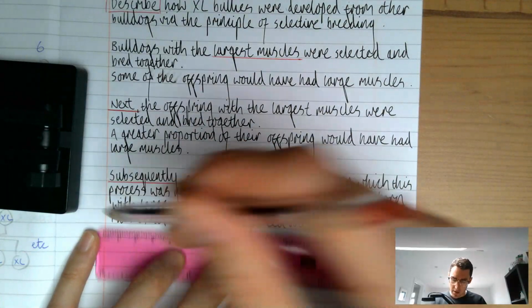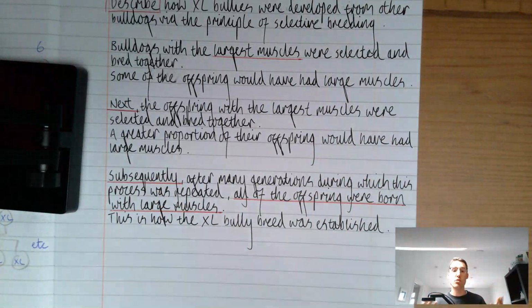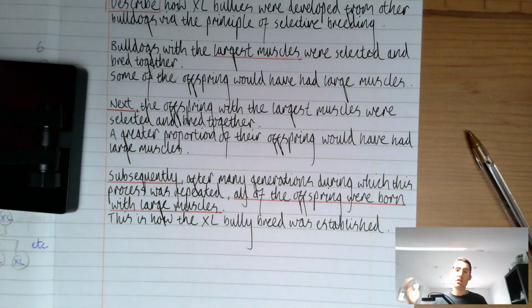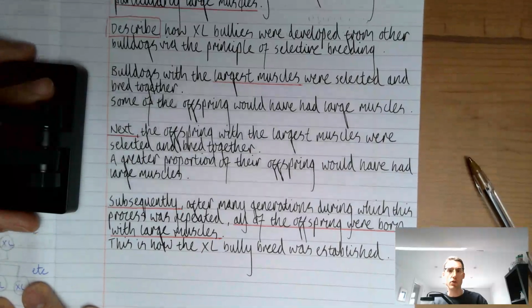That is when you've essentially established a new, sorry, not a new species, a new variant within the species, in this case what we call a new breed, and I've put here, this is how the XL bully breed was established. So when you can consistently get that desired characteristic, that's when you've essentially got yourself a new breed.